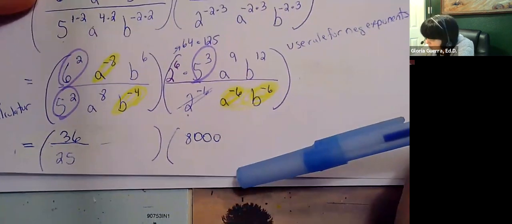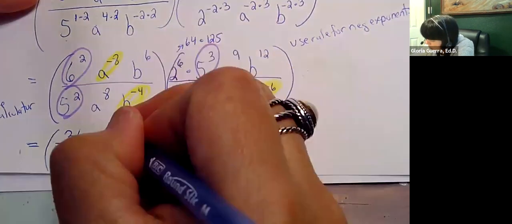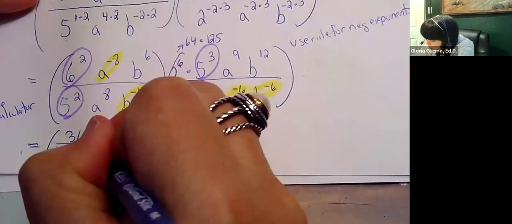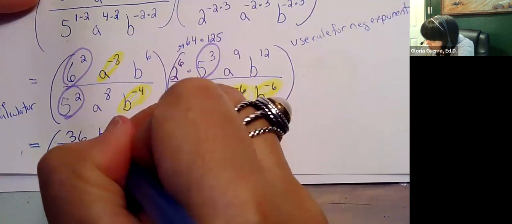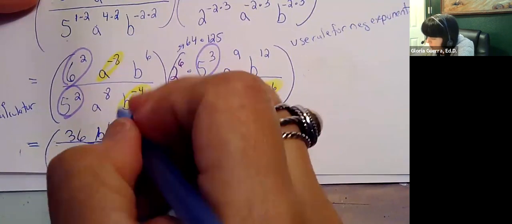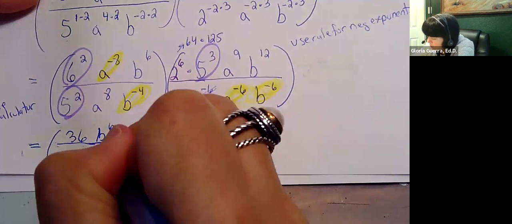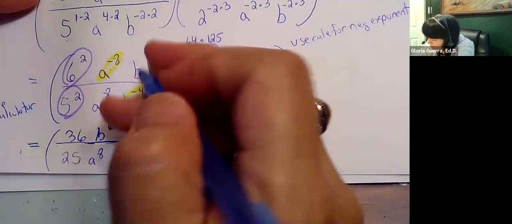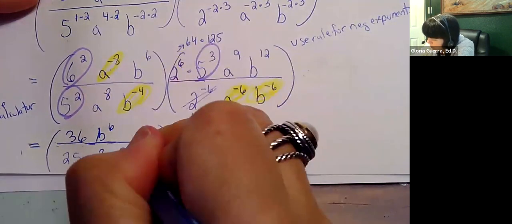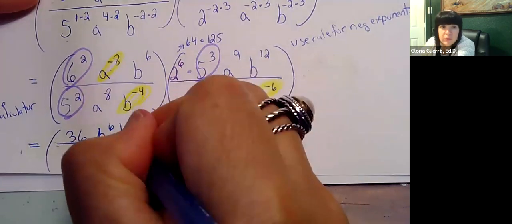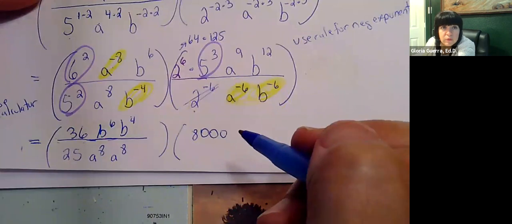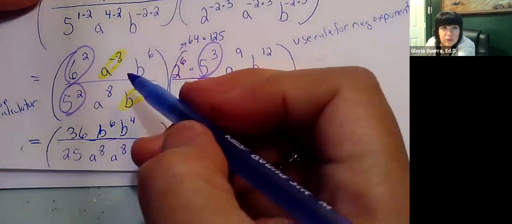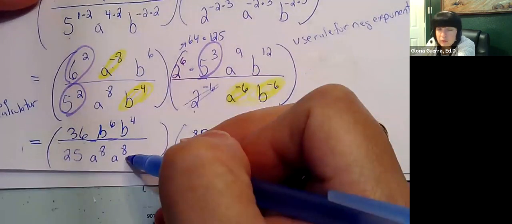So then on top, you have the b to the 6 is fine, and then the a to the 8th is fine, but these move. This goes to the bottom, take off the negative. This goes to the top, take off the negative on the exponent. Okay, so this got moved to the bottom, take off the negative. This got moved to the top, see, take off the negative.